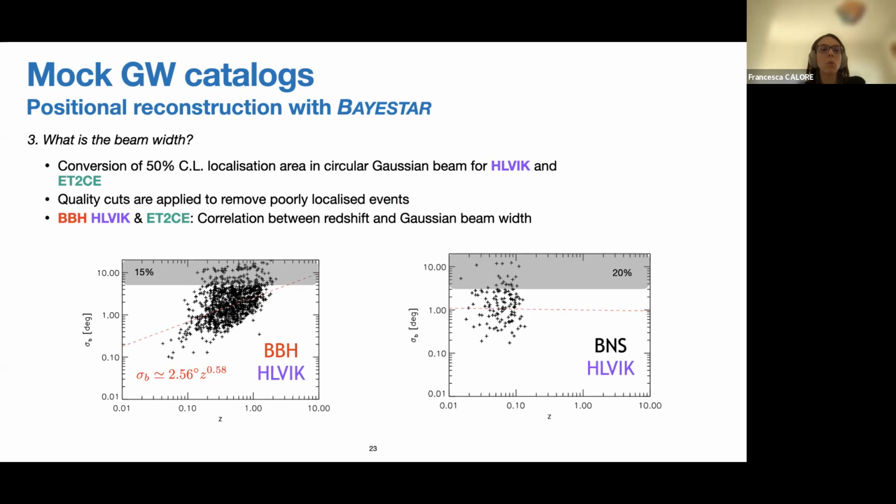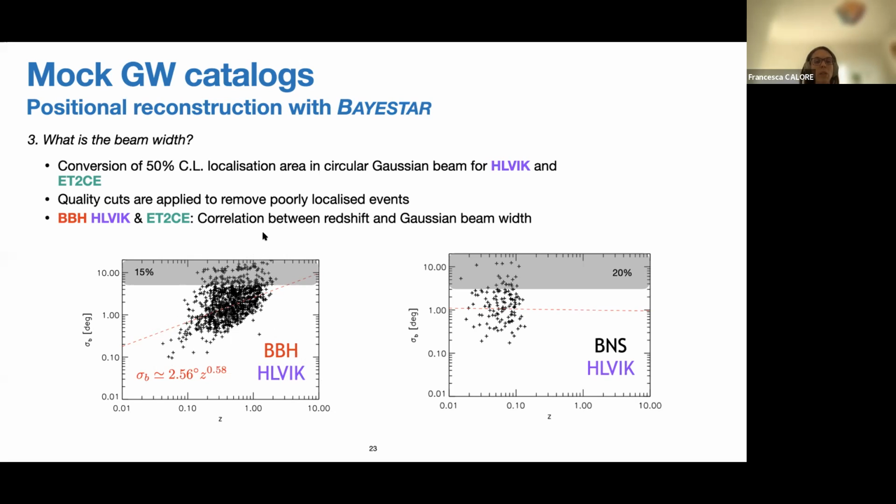So once we define the beam shape, and fix that as a circular Gaussian beam, we can then convert the 5% confidence level localization area given by bias star on all our detectable events onto the circular Gaussian beam width, and we can get an estimate for each detectable event of the Gaussian beam width as a function of redshift, and this is what you see here for the HL-VIK configuration of detectors for binary black holes and binary neutron stars, where you can actually see that the points are kind of well localized for low redshift, where you have, of course, higher signal to noise ratio, while at the redshift of about 0.5, the quality of the localization just gets worse.